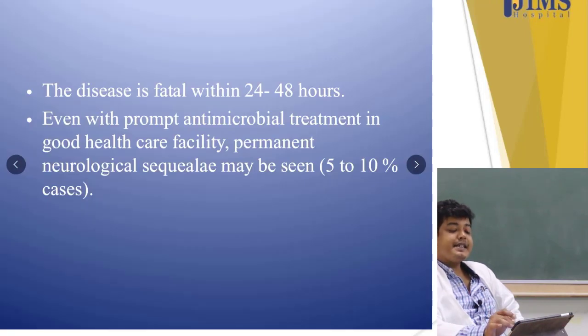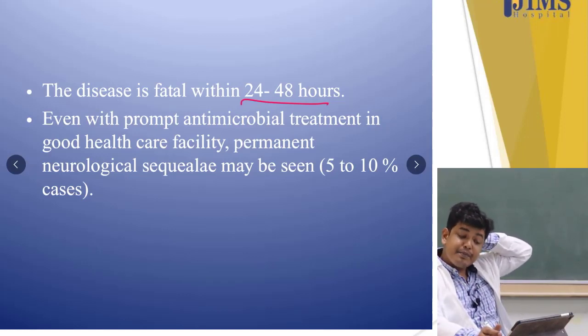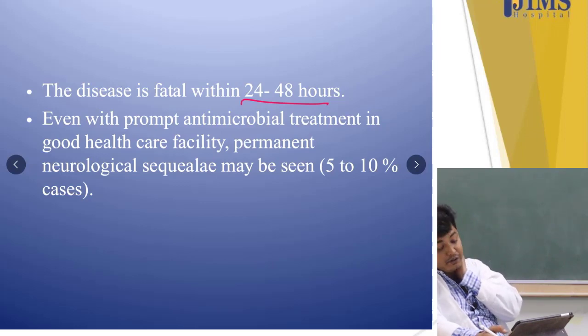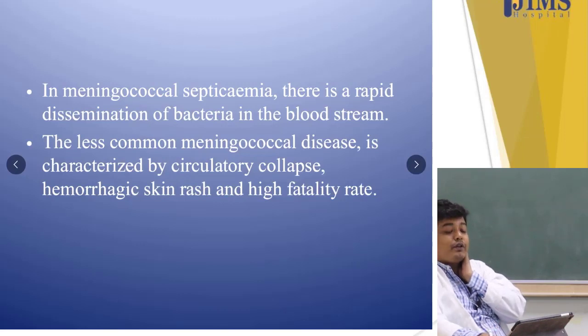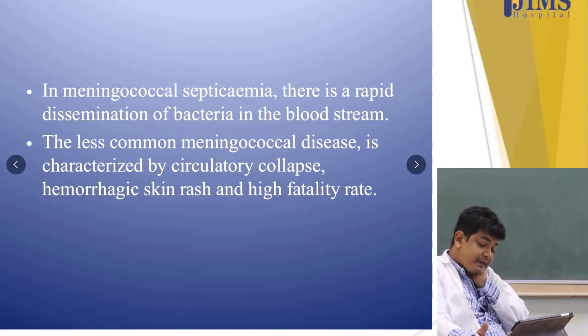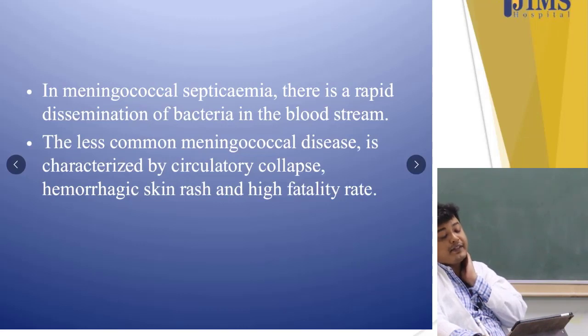Now, this disease is very fatal within the first 24 to 48 hours. And with prompt antimicrobial treatment and good healthcare facilities, permanent neurological sequelae may be seen in 5 to 10% of the cases, and the outcome might be much better. In case of meningococcal septicemia, there will be a rapid dissemination of the bacteria in the bloodstream. It can also be characterized by circulatory collapse, hemorrhagic skin rashes, the petechiae, the ecchymosis, and also will give you a high fatality rate.